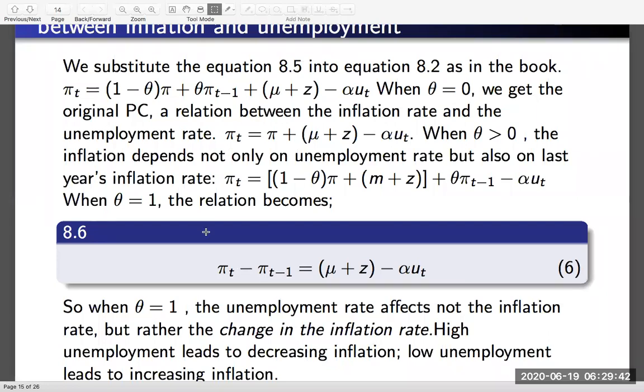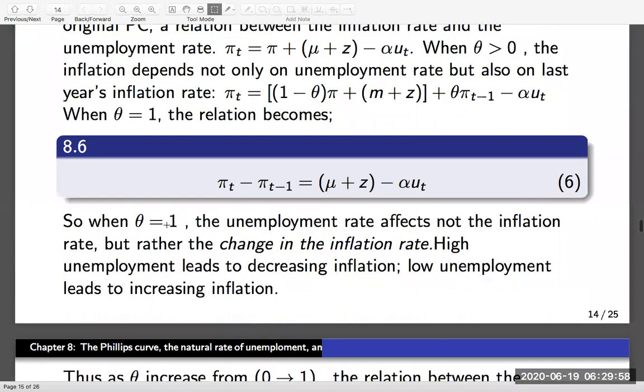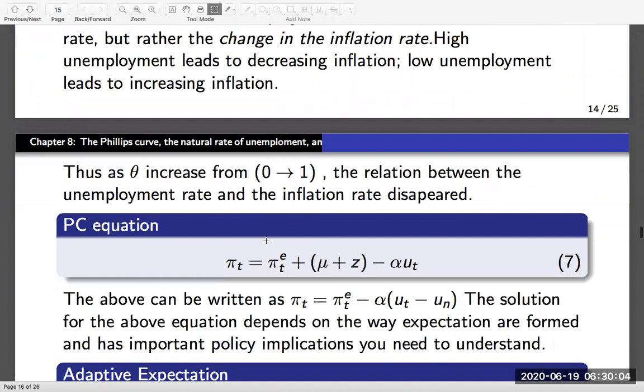That actually is a true reflection of the relationship between inflation and unemployment, not merely a level relationship, but a unit change in unemployment will result in a percentage change in inflation. So as theta increases from 0 to 1, the relationship between unemployment rate and inflation rate disappears. So that was what happened.